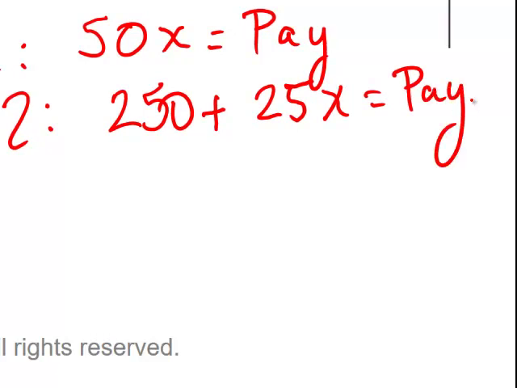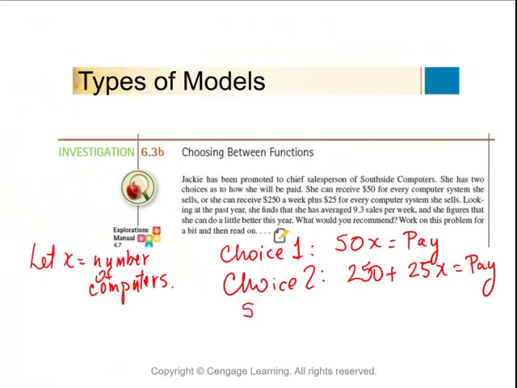Now, looking at the past year, she finds that she averaged 9.3 sales per week. Okay, and she wants to know which way should she choose. Should she choose choice 1 or choice 2? So let's see what the break even is. So to find the break even, I would say 50x, where do I break even, to 50 plus 25x. And this is the way I'm going to use these models that I've created to use algebra to solve this.